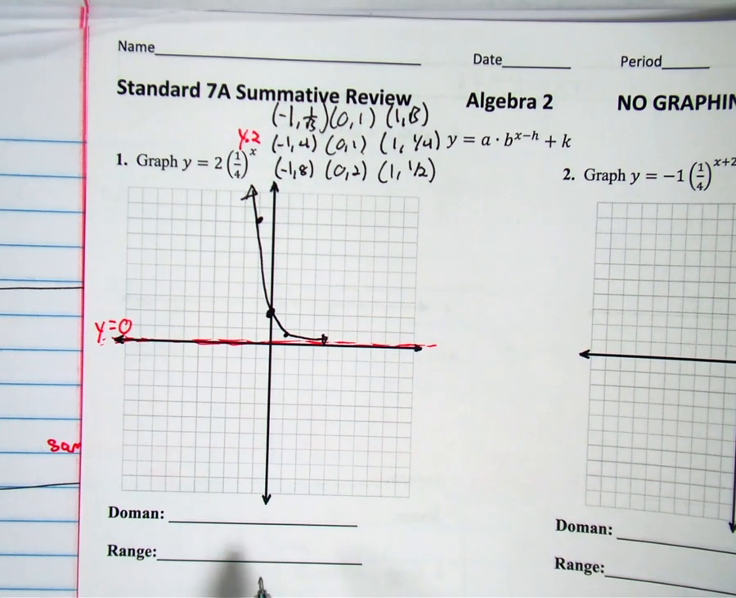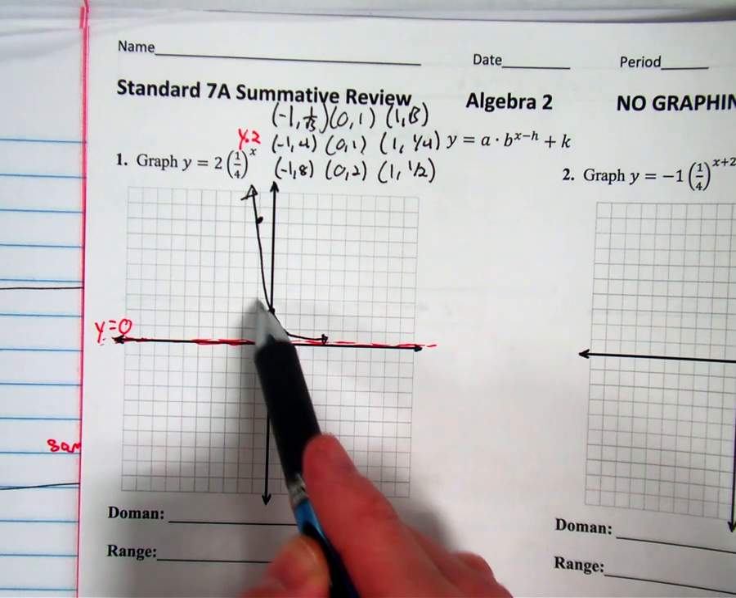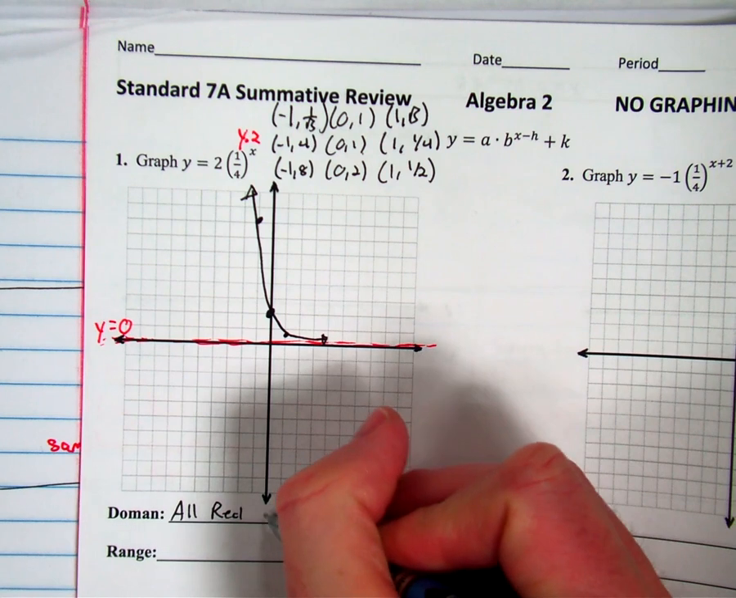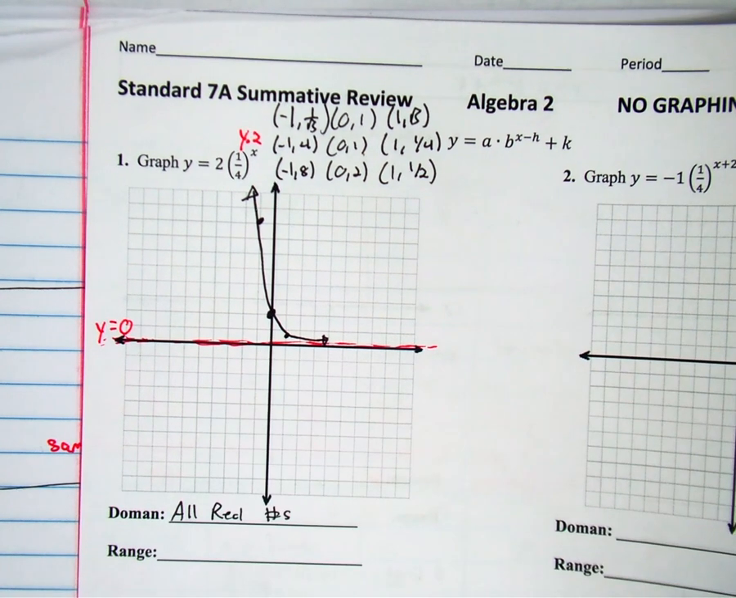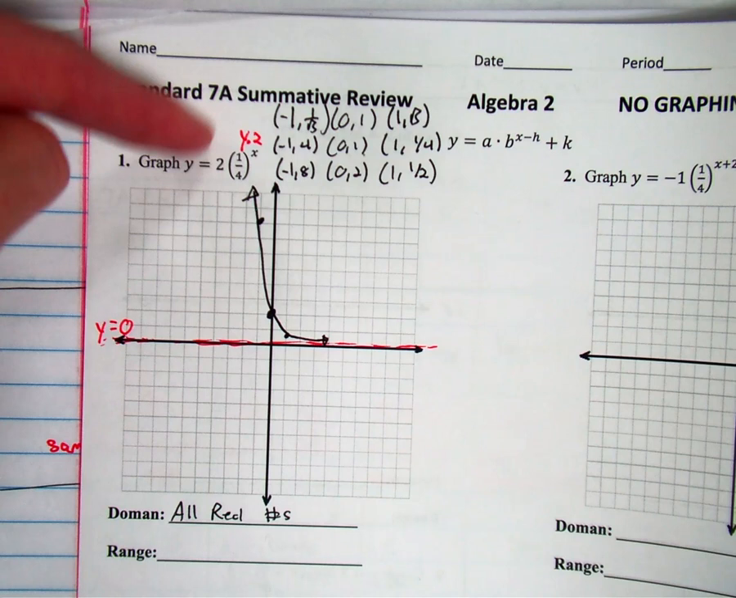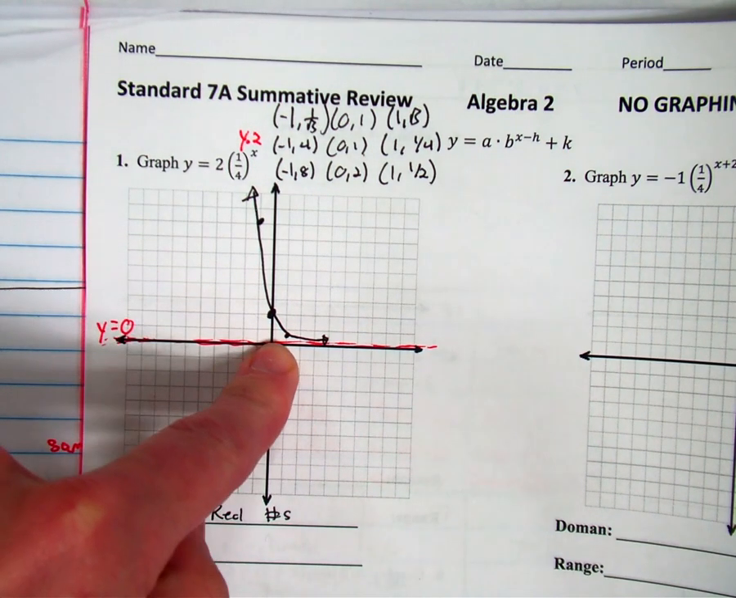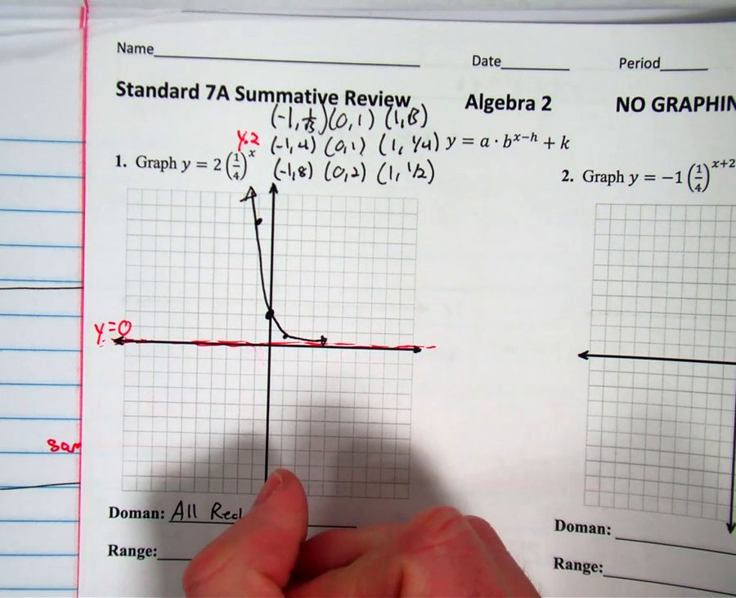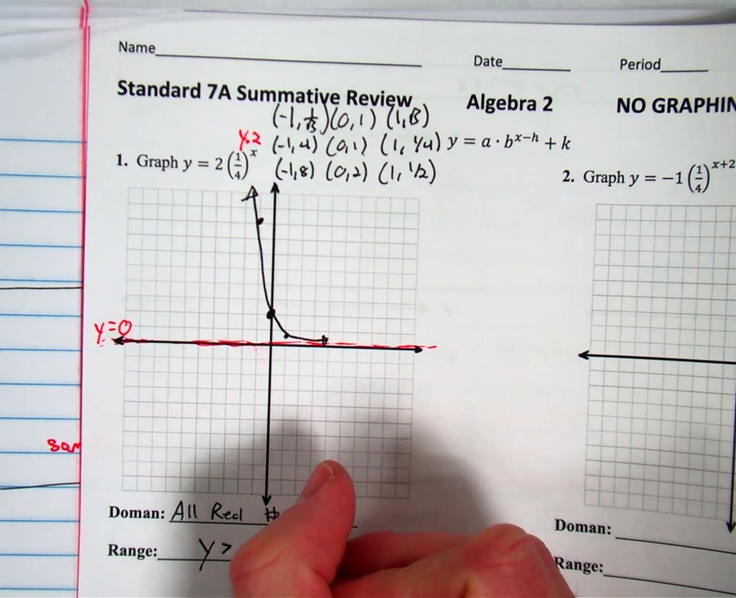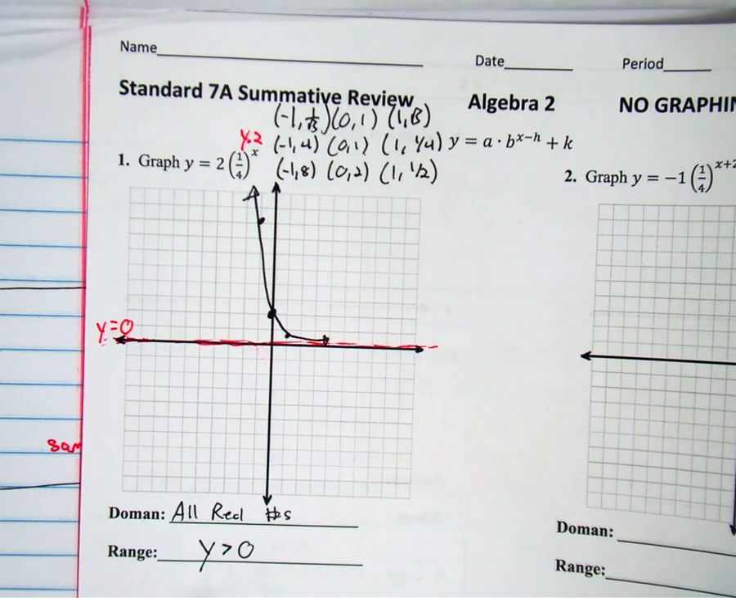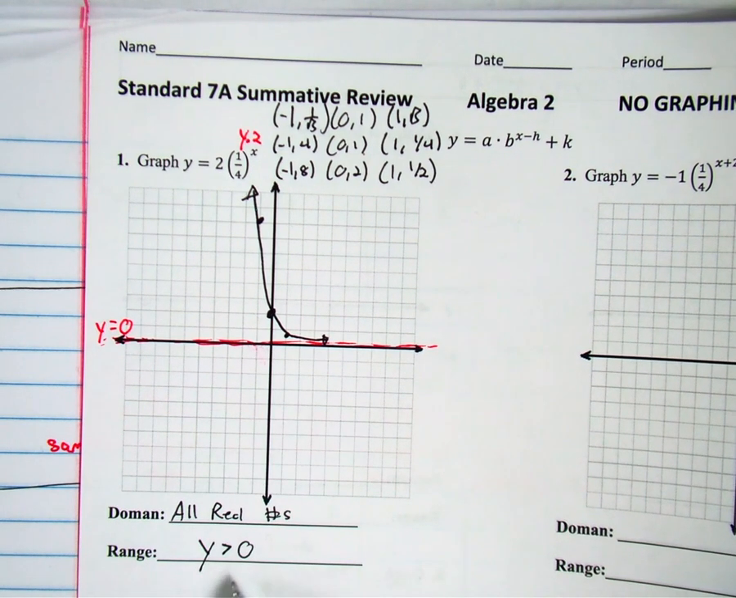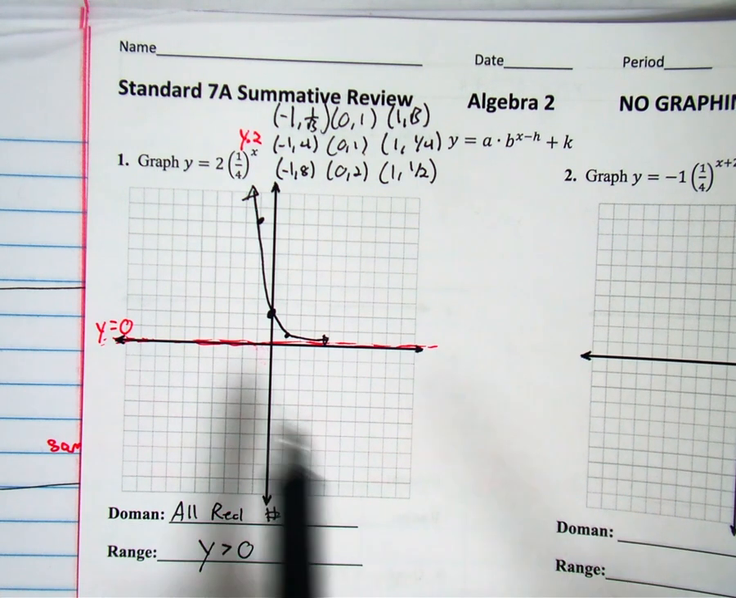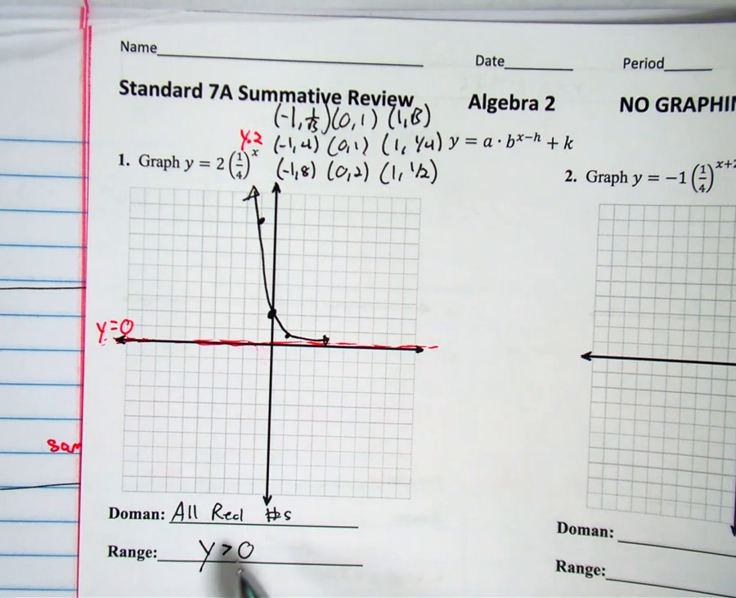Okay, our domain, we're going forever right, and we are slowly going forever left. So domain is going to be all real numbers. Our range, we go forever up. We don't go forever down. We never touch or never cross that x-axis or y equals 0. So all our y's are greater than 0. All of these that are not all real numbers should be greater thans or less thans. Never going to be the or equal to's because they are approaching an asymptote, so they will never touch it.